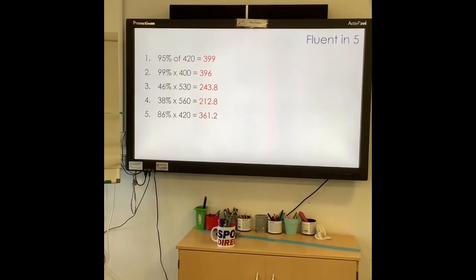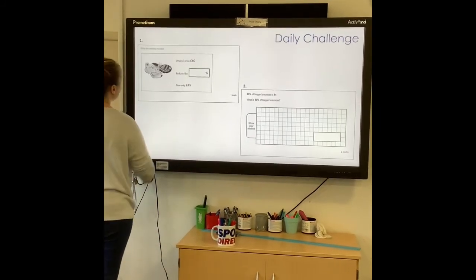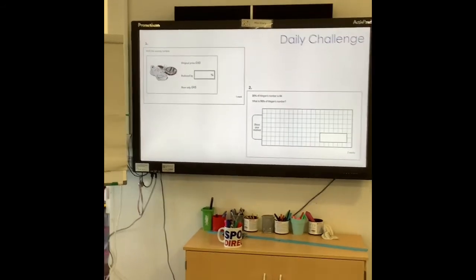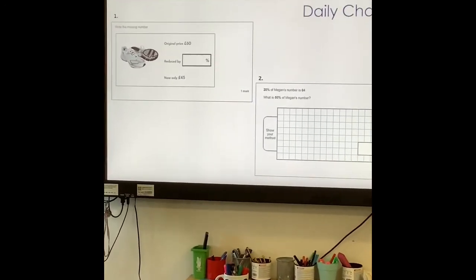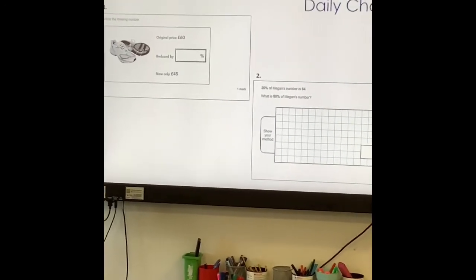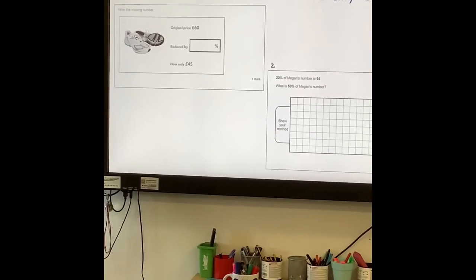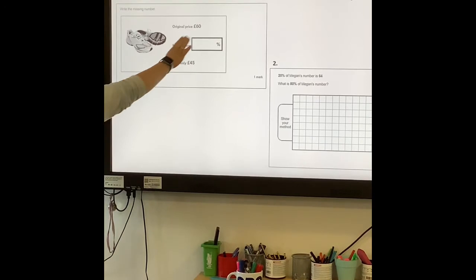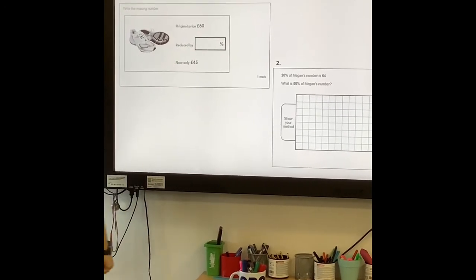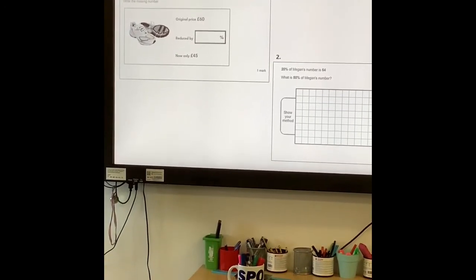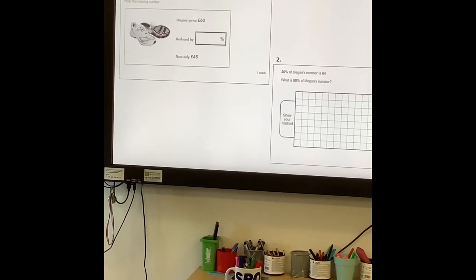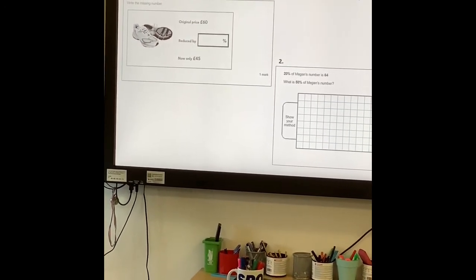So, today's problems. Number 1, write in the missing number. The original price for the trainers was £60. It's been reduced by a mystery amount, and they now cost only £45. Can you work out how much they have been reduced by?